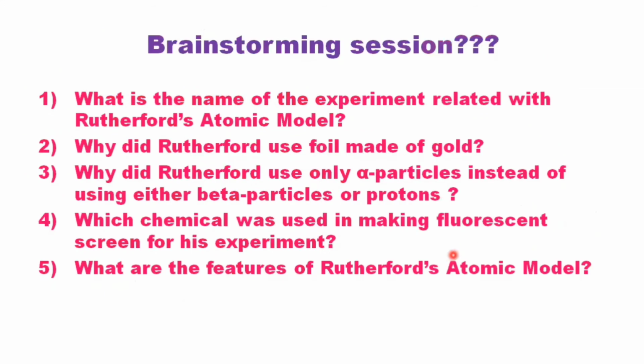Okay, students, let's have a small brainstorming session here. First question, what is the name of the experiment related with Rutherford's atomic model? Second question, why did Rutherford use foil made of gold? Third point, why did Rutherford use only alpha particles instead of using either beta particles or protons? Question number 4, which chemical was used in making the fluorescent screen for his experiment? Fifth, what are the features of Rutherford's atomic model?